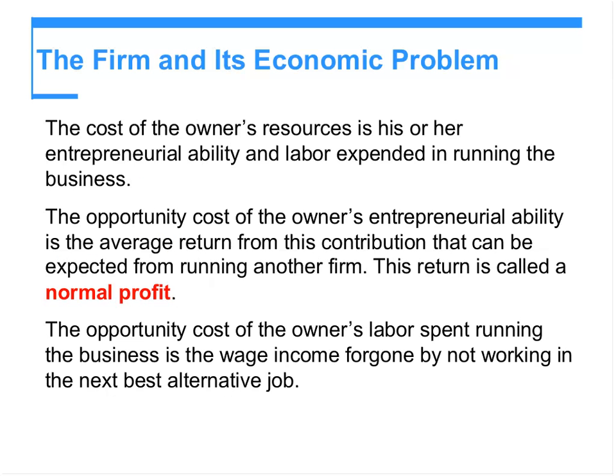So the firm and its economic problem: the cost of the owner's resources is his or her entrepreneurial ability and labor expended in running a business. The opportunity cost of the owner's entrepreneurial ability is the average return from the contribution that can be expected from running another firm. This return is called a normal profit. The opportunity cost of the owner's labor spent running the business is the wage income foregone by not working in the next best alternative job.